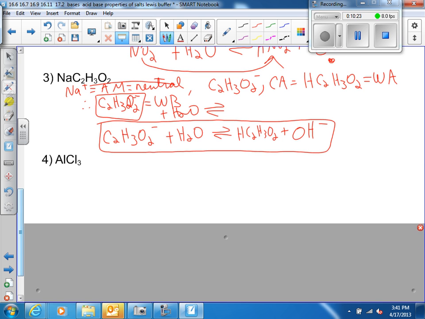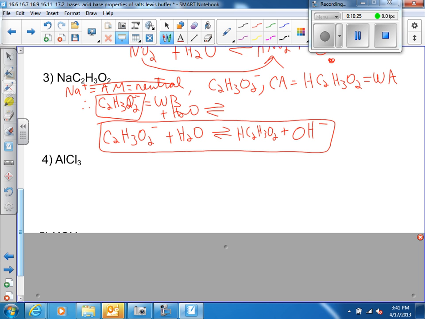Okay, aluminum chloride. Now this one is tricky. Al3+. The cation is not an alkali metal. It is not an alkaline earth metal. Therefore, it is acidic. Cl-, anions, check the conjugate acid. The conjugate acid is HCl, which is a strong acid. Therefore, Cl- is neutral.